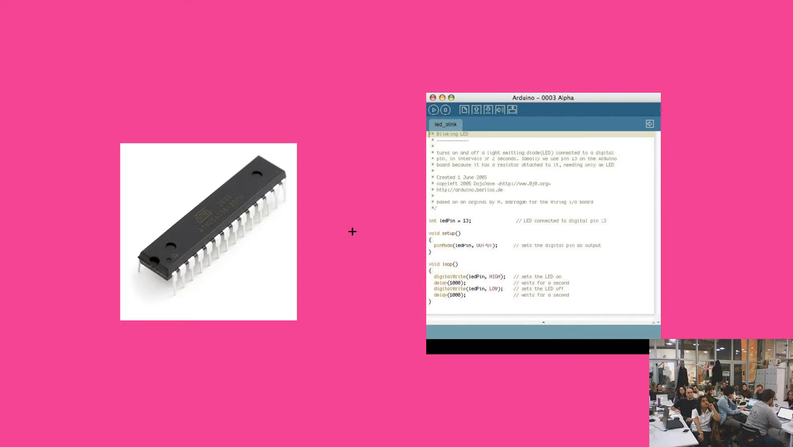An IDE basically is a software, an application that you run on your computer as you run Photoshop or Word or whatever application you like, that's able to do these processes, right? It gets the code, it compiles it, and it knows how to talk to the chip to flash it.